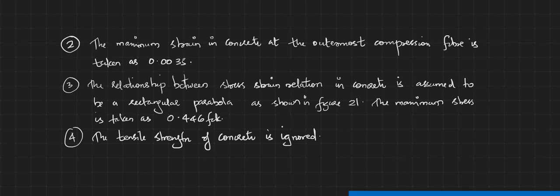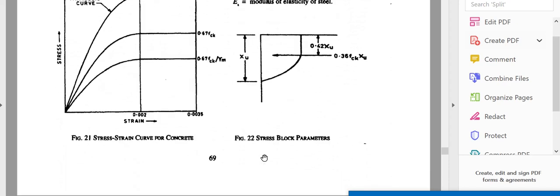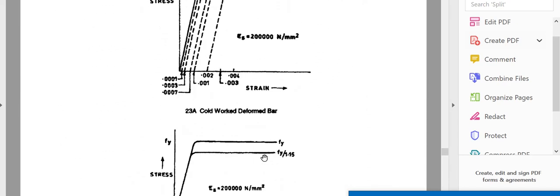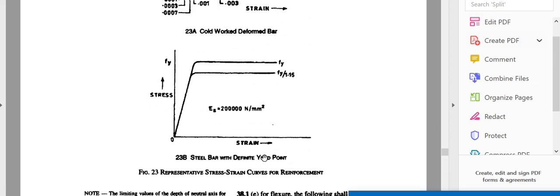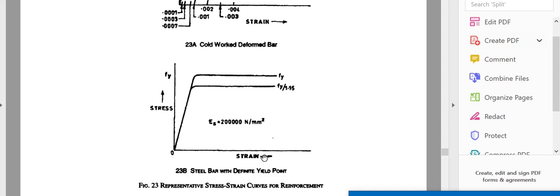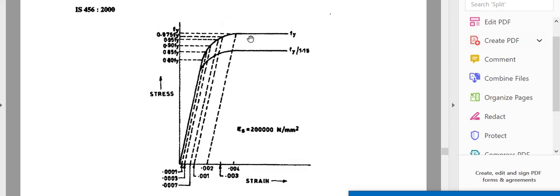Now the fifth assumption, you can see, is that the stresses in reinforcement are to be derived from the respective stress strain curve for the type of steel used. This is given in figure number 23 for TMT bars or HYSD bars, and for mild steel bars. 23A is for HYSD bars and 23B is for mild steel bars. This we have explained before. You can see the proof stress line connecting the proof stress. You have the yield stress, that is fy, divided by a factor of safety of 1.15, which gives 0.87 fy.